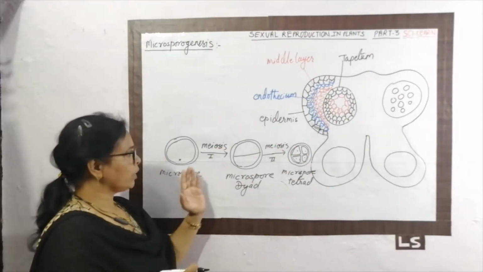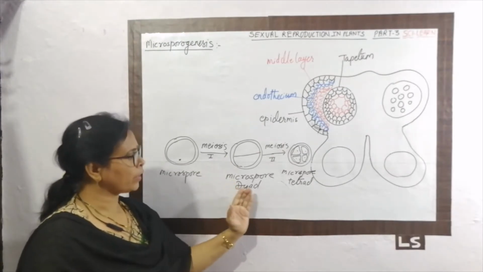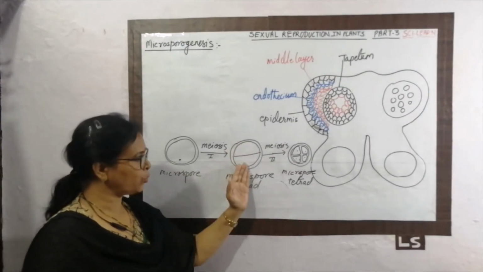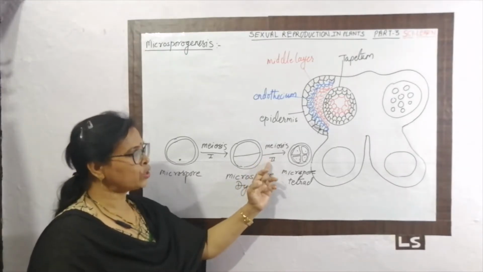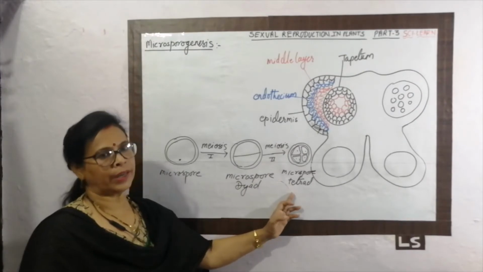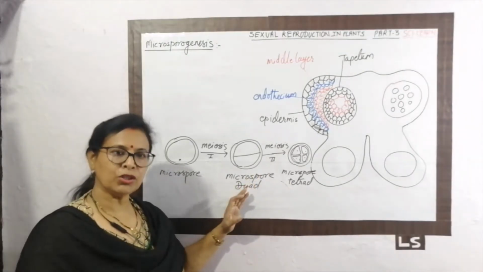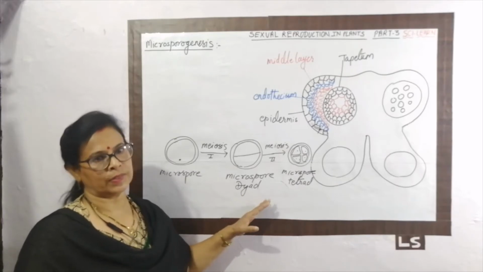Each microspore goes for meiosis 1. As a result of meiosis 1, two cells are formed, and this two-part form is called the microspore dyad. Dyad means two. Then meiosis 2 occurs, and as a result of meiosis 2, the microspore tetrad is formed. This formation of the microspore tetrad is called microsporogenesis.